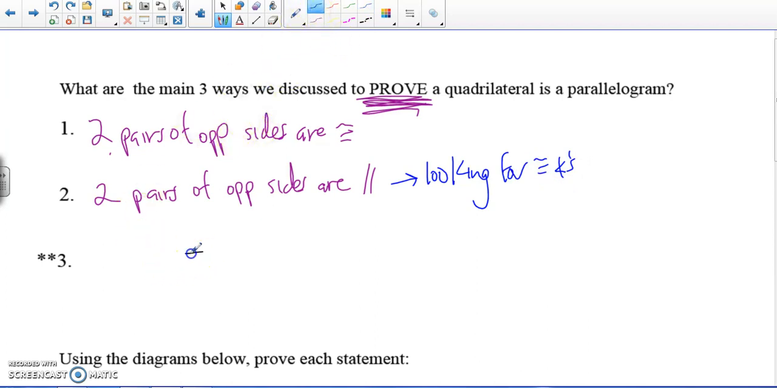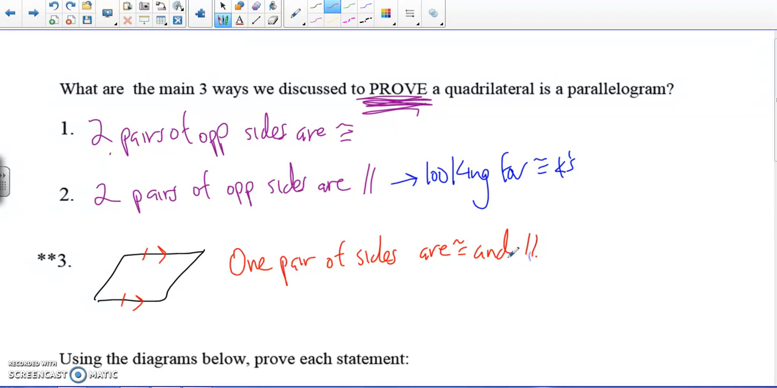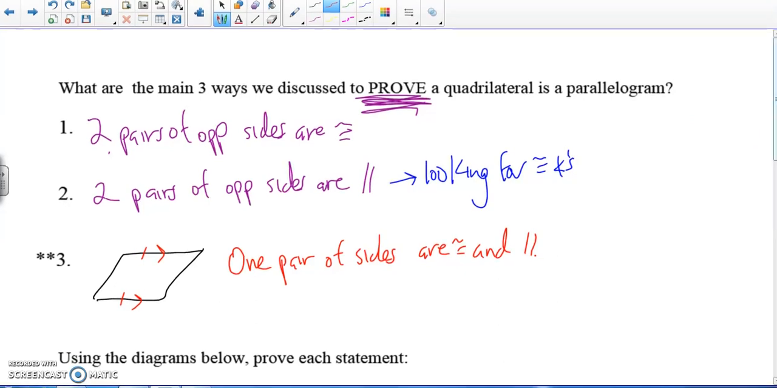The third rule is kind of that bonus rule. So if I draw a parallelogram real quick, the third way to show that a quadrilateral is a parallelogram is to show that one set of sides are congruent and parallel. So that's a helpful rule. One pair of sides are congruent and parallel. So it's a nice bonus rule. All right, so when we start looking at our proofs, that's another really important thing to keep in mind.